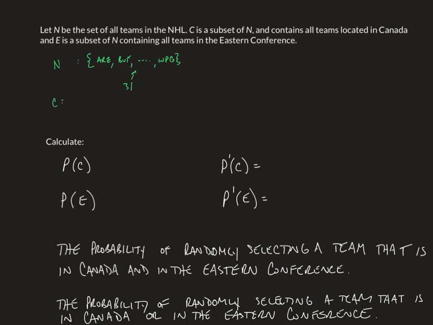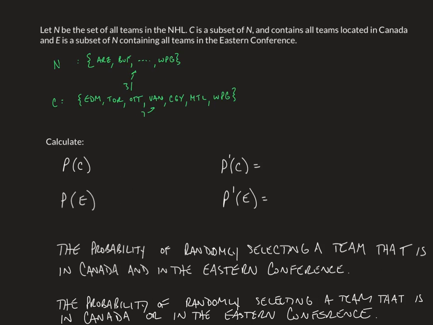C contains all teams located in Canada. So for this, you'd have to do a little bit of research and find the teams that are in Canada that are also in the NHL. And so that's a shorter list. I'm going to list those out here, but you would have to do a little bit of research to figure out which teams these are. So you don't have to list them all out, but there aren't so many of these. There are only 7 teams that play in Canada that are also in the NHL.